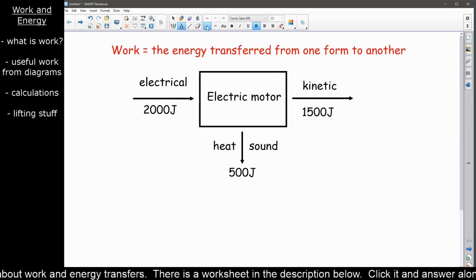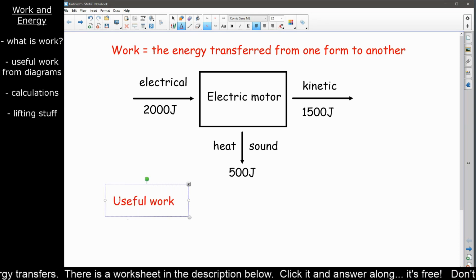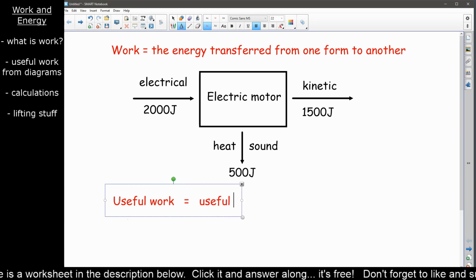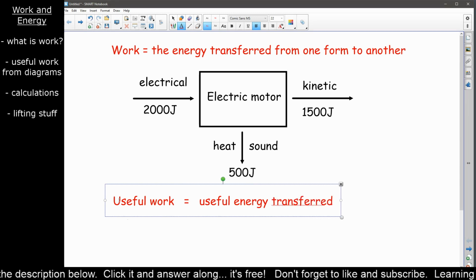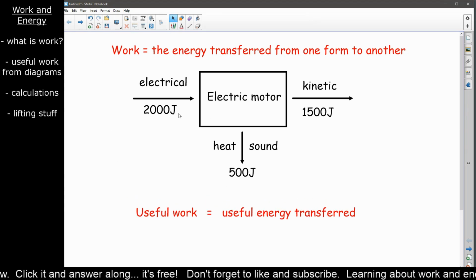What we're interested in here is the idea of useful work. And useful work, just like above, is the useful energy transferred from one form to another, but we'll leave that out. So in this case, yes, I put 2,000 joules in, but because I'm defining useful as being kinetic energy out of my electric motor, it has only done 1,500 joules of useful work. Some 500 joules of wasted work, 1,500 joules of useful work.